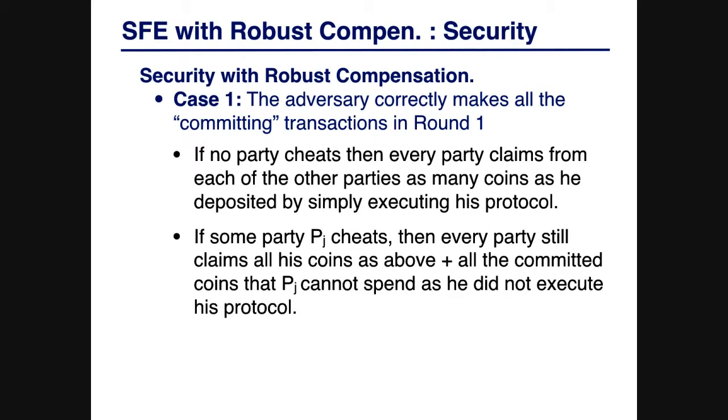Okay, so now why does that protocol achieve security with robust compensation? I will start with the easy case. Let's assume for a moment, so I'm now kind of sweeping away the problem, that the adversary correctly makes all the committing transactions in round one, all those conditional transactions that can be claimed by parties running the protocol.